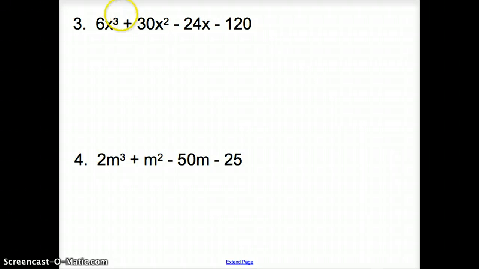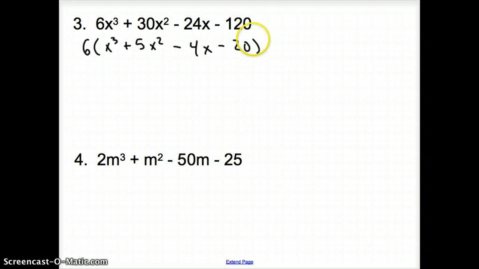Now number 3 throws a couple more terms at us, but we just have to follow the rules of factoring. First rule is there anything that we can take out of all those 4 terms? Yes, there is. We can take out that 6, so then we'll be left with an x cubed plus a 5x squared minus a 4x and then minus 20. And I close that up.